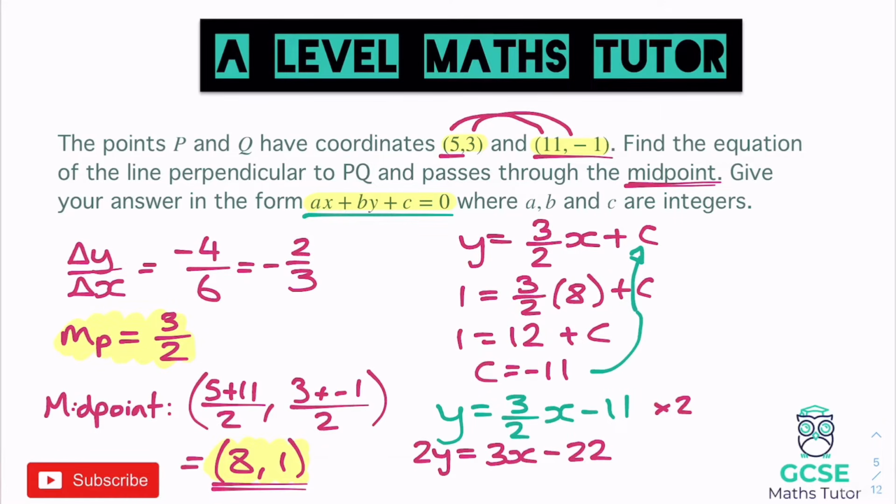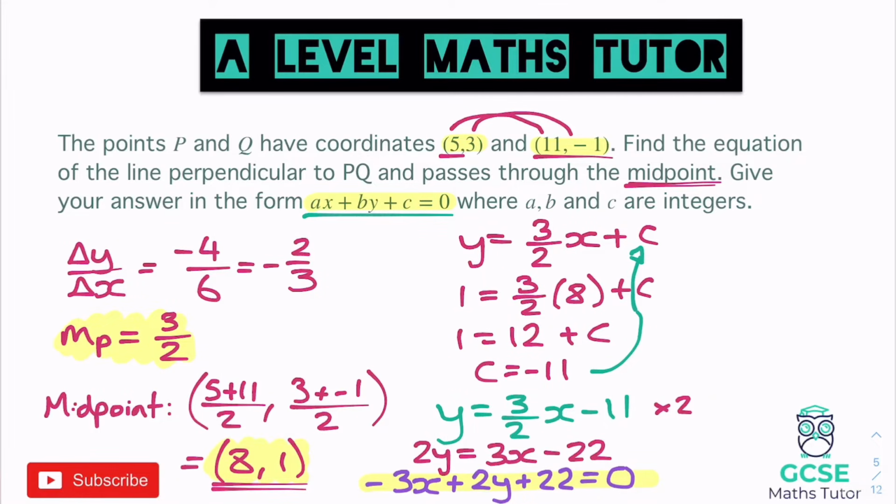And then in the final step, it wants us to make sure it's all equal to 0, so we're going to want to move everything to the left hand side. To be fair, we could actually move everything to the right hand side as well, that would be absolutely fine. But if we move everything to the left, we're going to have minus 3x at the start when we get rid of that 3x, so minus 3x plus the 2y, add that 22 over, so that's plus 22, and that all equals 0. There we go, and there's our final answer written in the form that we wanted. A is negative 3, B is positive 2, and C is positive 22.